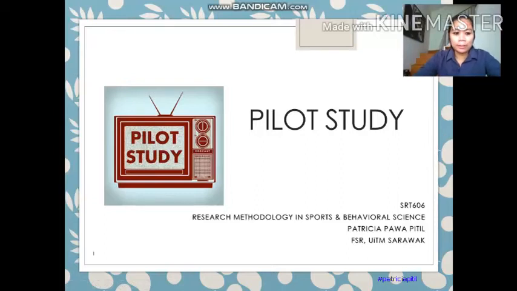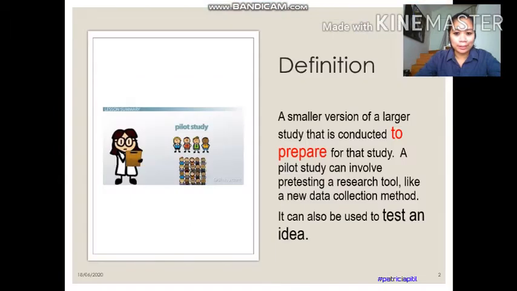Hello, this topic is on the pilot study for research proposal. Okay, for the definition, a pilot study is a smaller version of a larger study that is conducted to prepare for that study. Pilot study means a pre-trial, a trial of a big-scale research.